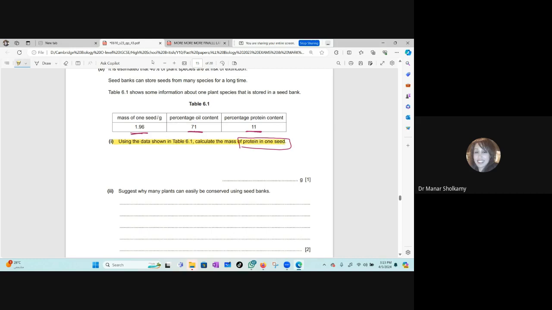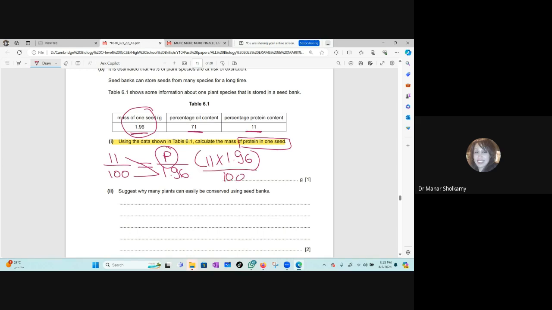This is the total mass of one seed. And the percentage of protein is 11%. So 11 out of 100% is protein. And this is the total mass, 1.96 is the total mass. So the mass of protein is unknown. So let's say the mass of protein is P over the total mass 1.96. How will you get P? Cross multiply. Correct. 11 times 1.96, multiply and then divide by 100.